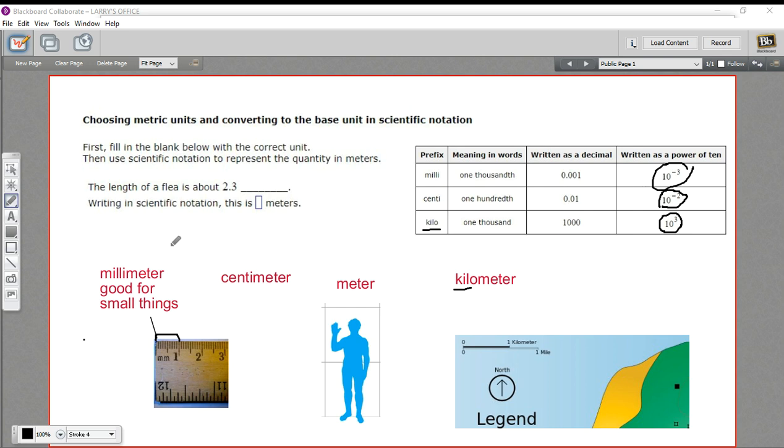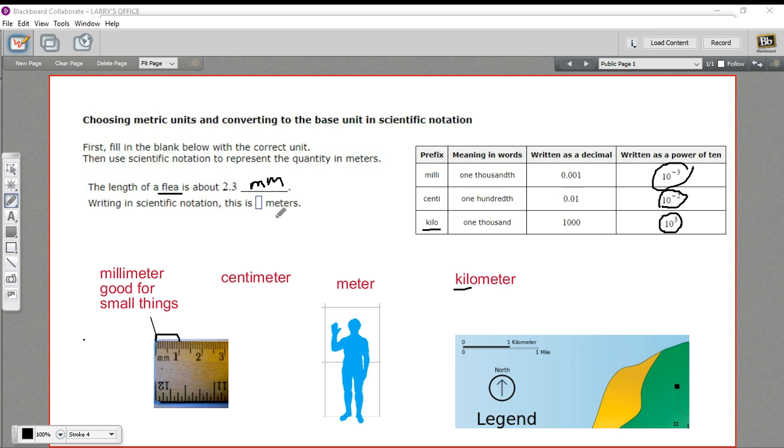But the first part of this problem is, which unit do we use? And here it says the length of a flea is about 2.3 what? Well, I guess you need to know what a flea is. A flea is a tiny little insect that's so small, it's even a little bit hard to see. So this is going to be millimeters, our smallest units. That's the abbreviation for millimeters.